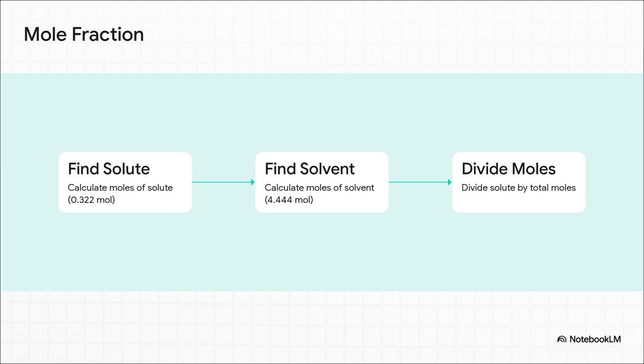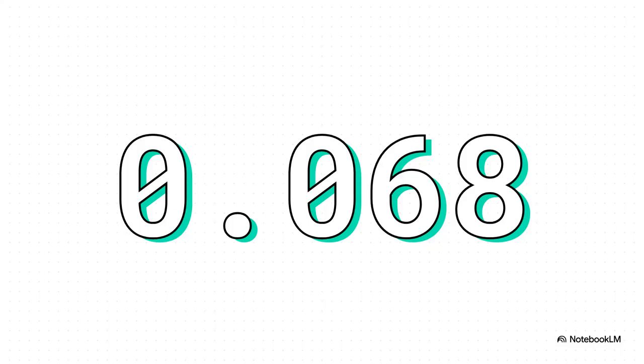So you add 0.322 and 4.444 to get your total. And there you go. It cleanly gives us a mole fraction of 0.068 for the ethylene glycol. It's just 0.322 divided by the total of 4.766. It really shows the elegance of the formula.